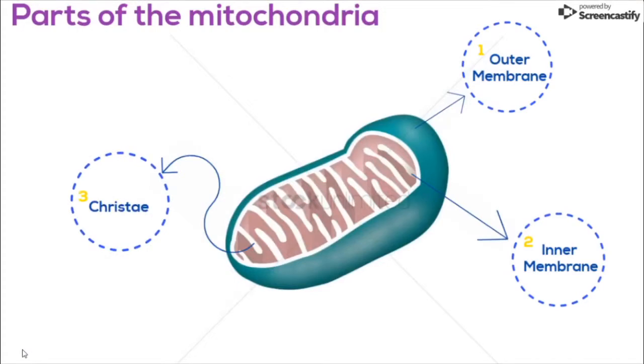The mitochondria also contains a matrix, which has many functions. This is where the citric acid cycle takes place, which is an important step in cellular respiration since it produces ATP. The matrix also contains mitochondrial DNA.